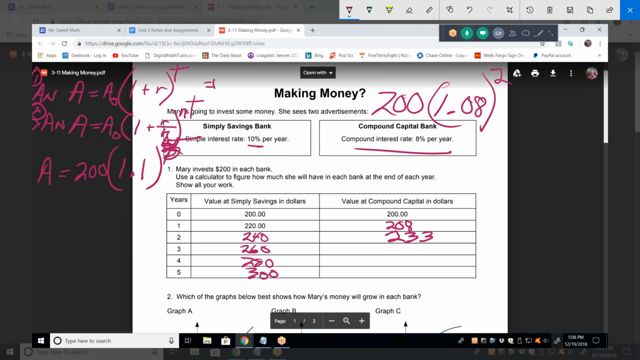Now, let's figure out what you get after 3 years. Take 1.08 and cube it, and then multiply that by $200. $252. Now do the same thing after 4 years. Take it to the 4th power. You know how to do that on your calculator using the arrow key? Yeah. Okay. So 272. And finally to the 5th power. $294.